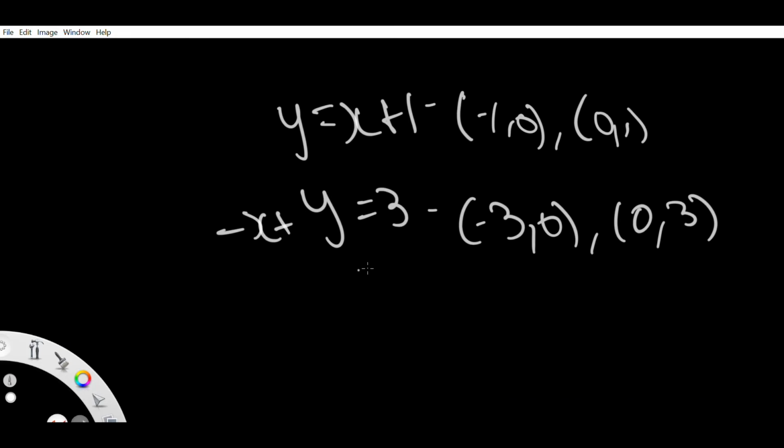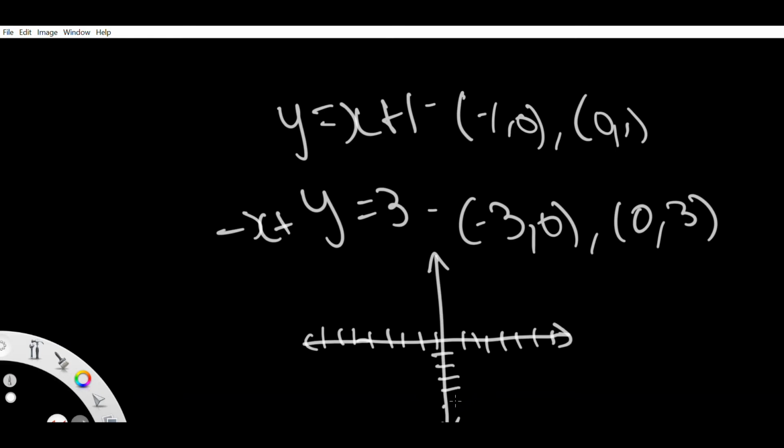So now that we have our two graphs, we can make a line. So now we have a line, negative 3, 0, and 0, 3. So 1, 2, 3, 0, 0, 1, 2, 3. Now we can connect the dots for this one first, and then we can do it for this one as well. So negative 1, 0, and 0, 1.